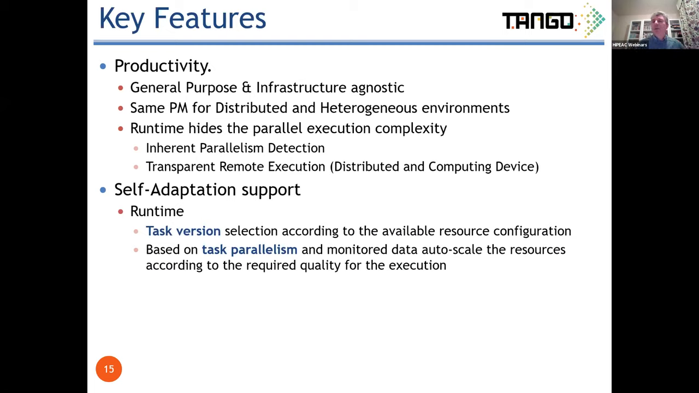There is quite a substantial amount of research at the moment on enhancing this programming model. But think about the self-adaptation support. So the self-adaptation support through the runtime is that the task versioning itself could be used to select the task to run on different compute nodes according to the available resource configuration. Again, as I mentioned earlier, the runtime itself is able to know about the tasks, where they run, potentially estimate their execution time. So based on the task parallelism and the monitored data, the runtime could auto-scale the resources that are available in your environment according to the required quality for the execution.